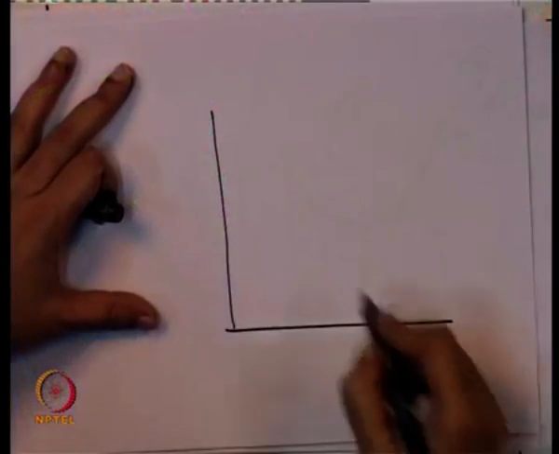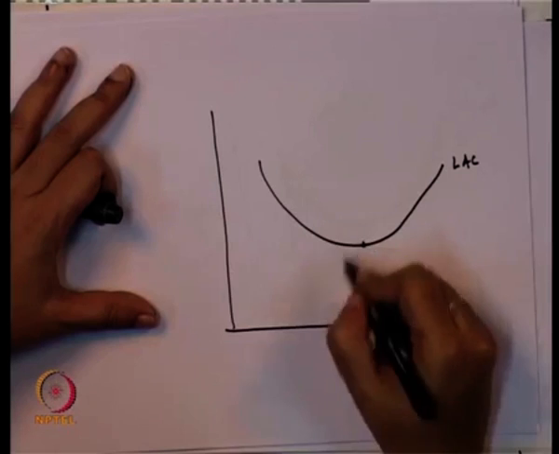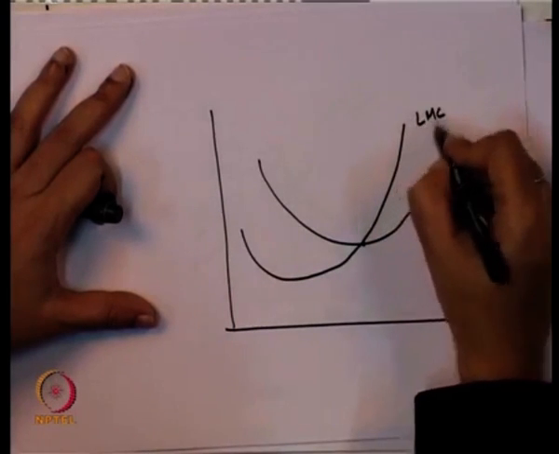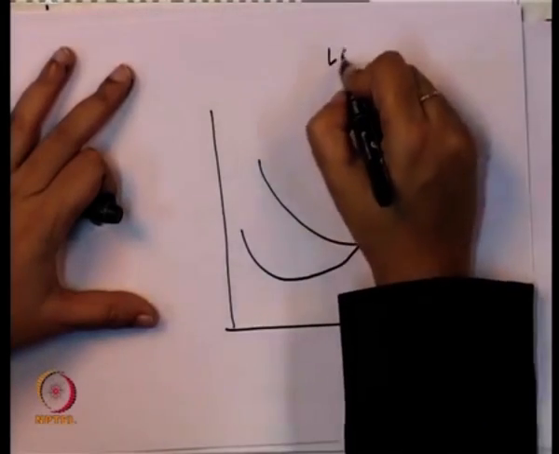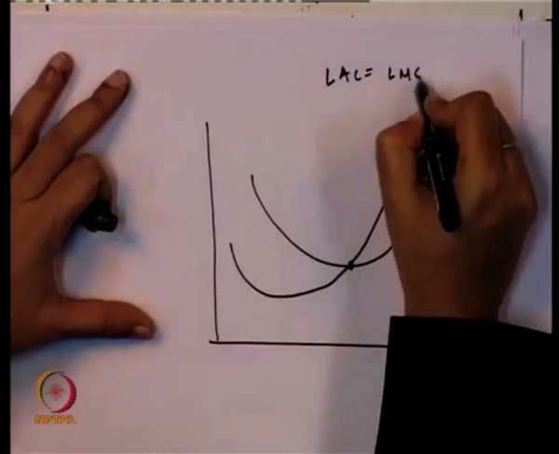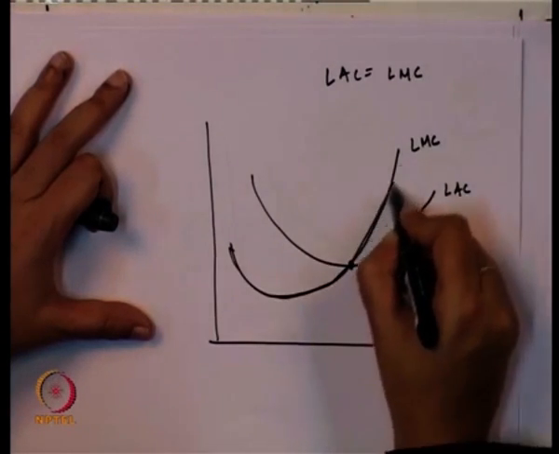So, if you look at the relationship between the long run marginal cost curve and the long run average cost curve, the first evidence that comes here is that when the long run average cost curve is at its minimum, at this point the long run average cost curve is equal to the long run marginal cost curve. So, the long run marginal cost curve is U-shaped.